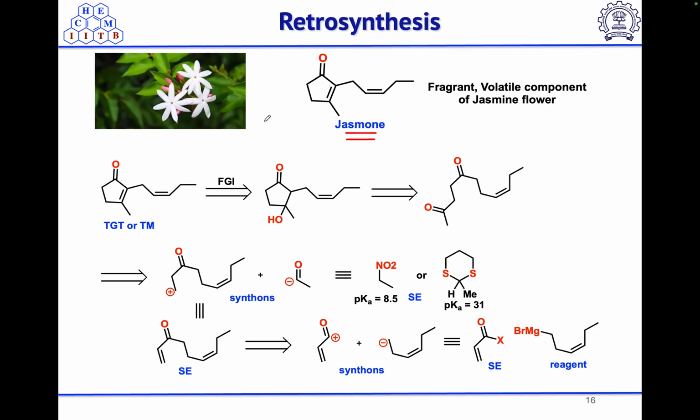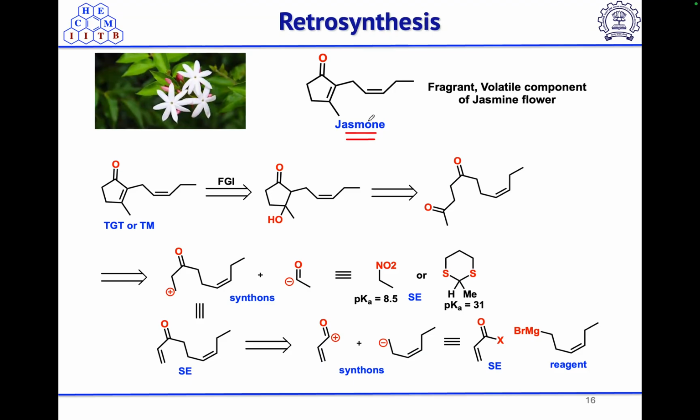So this is the jasmine flower. If you see the structure of jasmone, what functional groups does it have? Basically one carbonyl group, and if you think about unsaturation, it has this C=C double bond, a tetrasubstituted double bond, and this is a cis, disubstituted alkene. So how can you plan the retrosynthesis for this jasmone molecule?